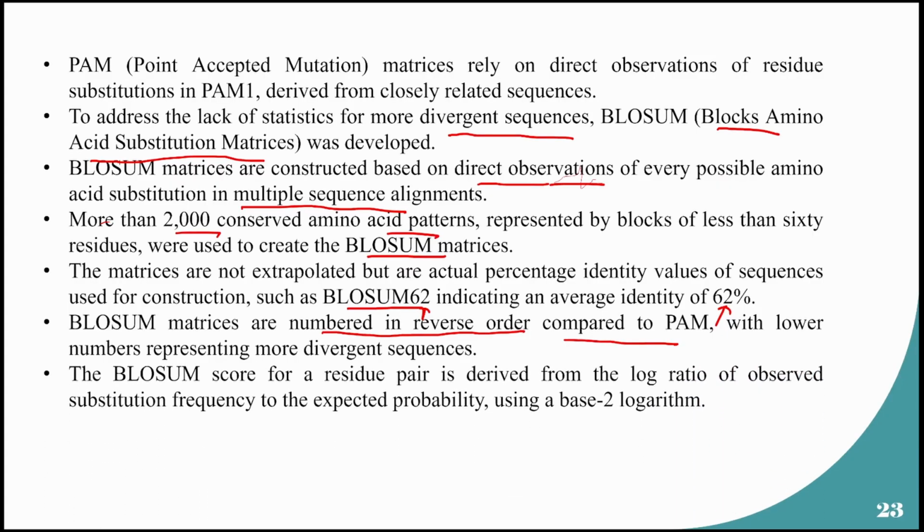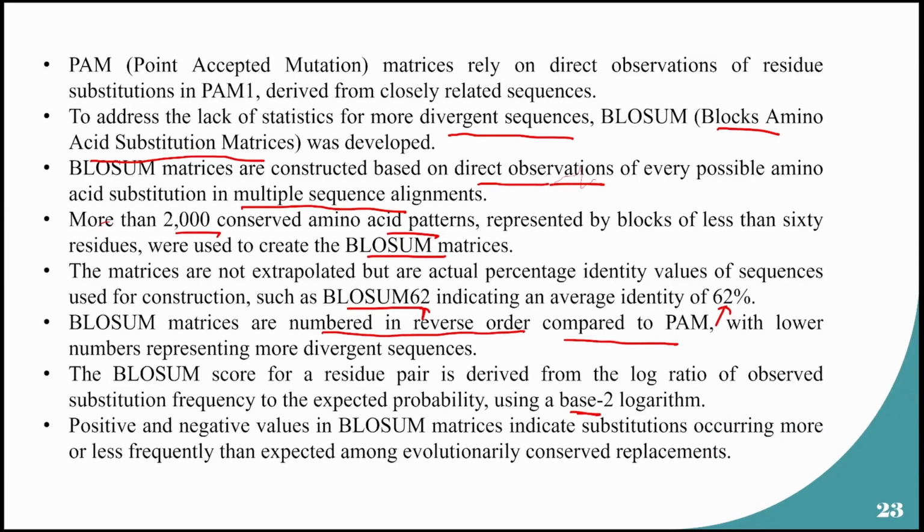Okay. In the case of BLOSUM also, a log odds score calculation is necessary, but as compared with PAM, instead of a log base 10, here they use a log base 2 in the algorithm. And then again, the positive and negative values indicate a similar sort of pattern. Positive values indicate the substitutions occurring more frequently, and the negative values indicate that they occur less frequently than anticipated. Okay.